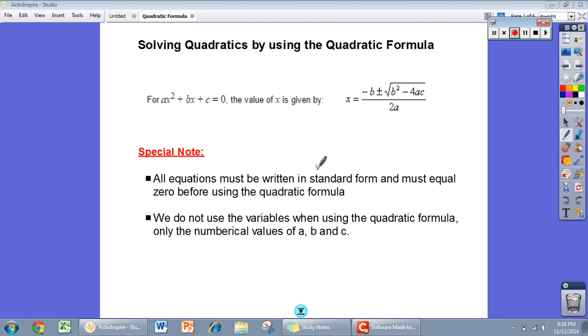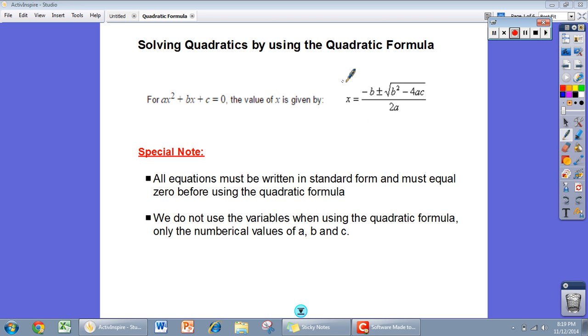First of all, I need to point out to you that whenever we use this formula, we need to make sure that our equation is put in standard form. Standard form being that the exponent of the highest degree is first, followed by your x term, and last your numbers, your constants, your integers, and they're set equal to 0. They must be set equal to 0 before you can apply the formula.